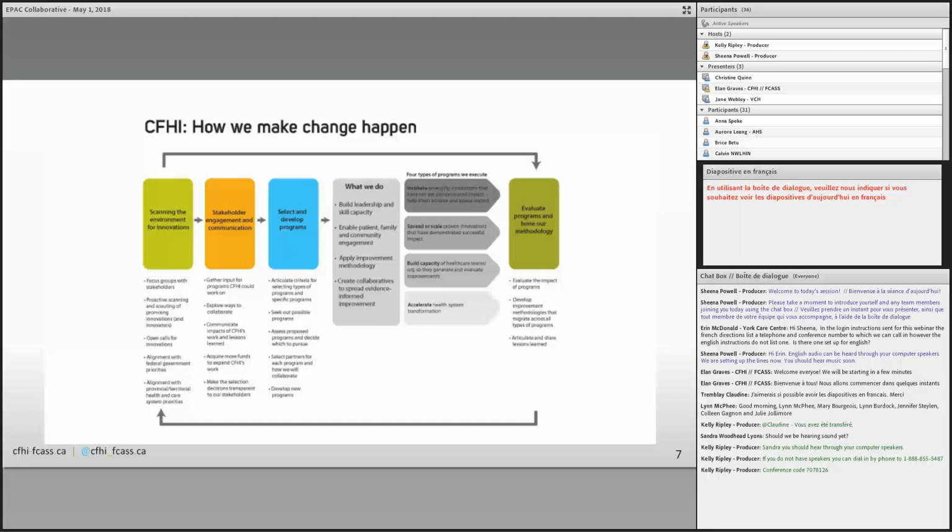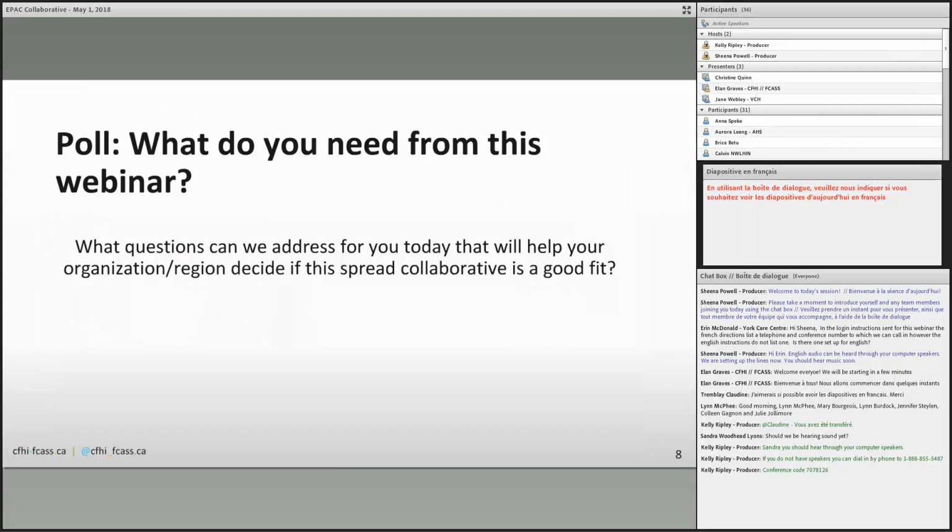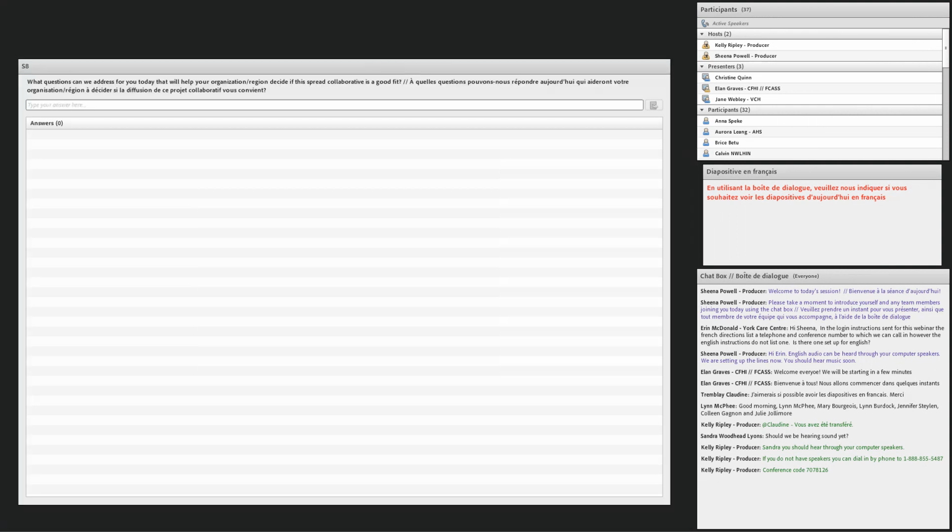So now let's take a closer look at the EPAC model and the collaborative. But before we begin, we want to make sure that we have an opportunity to address any questions you have. So we're going to open a poll and ask that you share with us any questions you have today that will help you decide whether or not this Spread Collaborative is a good fit for you. So I'll give you a couple of minutes to type in your questions, and then we'll take note of these and try to make sure we answer as many of them as possible throughout today's webinar. Just give you a couple of moments to type some questions.